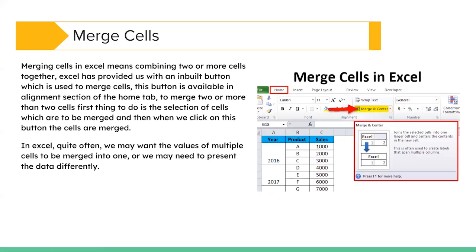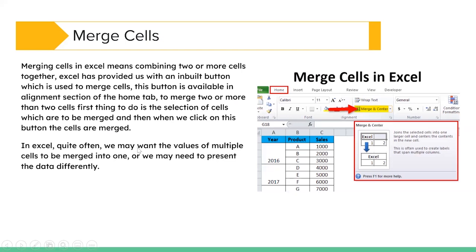Now next thing we will see is merge cells. Okay, now what is merge cells? Merging cells in Excel means combining two or more cells together. Excel has provided us with an inbuilt button which is used to merge cells. This button is available in the alignment section of the Home tab. First thing to do is select the cells which are to be merged, and then when we click on this button, cells are merged.